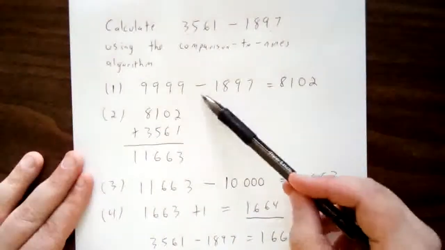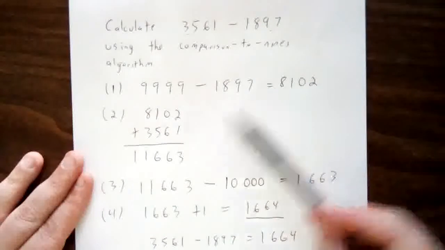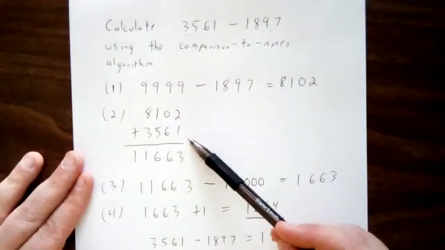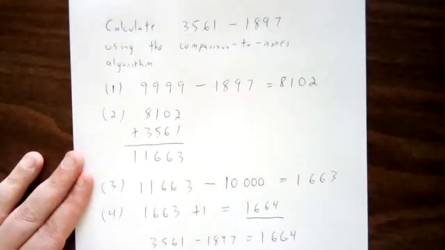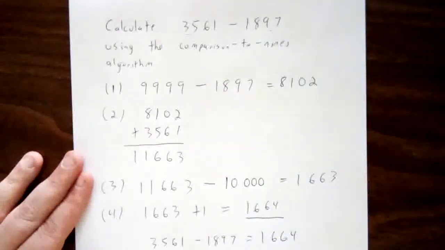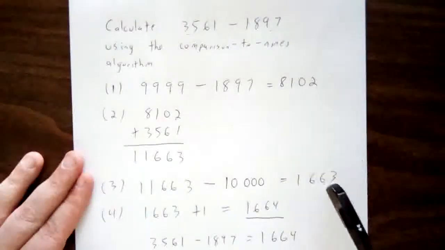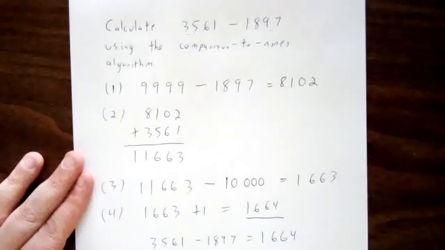And what are we left with? The removal of 1897 and the adding on of 3,561. Essentially, this is just a kind of a compensation strategy. We're just transforming the original problem into one that's easier for us to calculate, one where the 2 subtractions that we need to do don't require any borrowing.